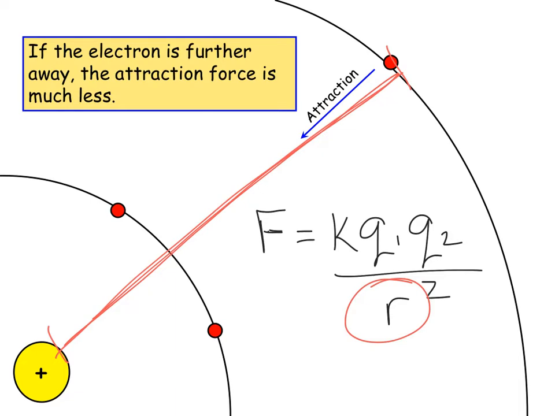So as you increase the distance, you actually decrease the force felt, that force of attraction felt by the electron, which affects how easy it is for that electron to be stolen. So you're going to see the distance actually affecting trends like ionization energies and electronegativities.